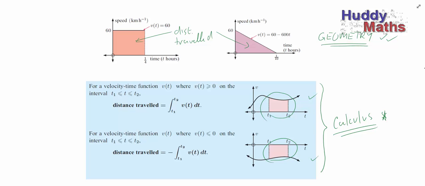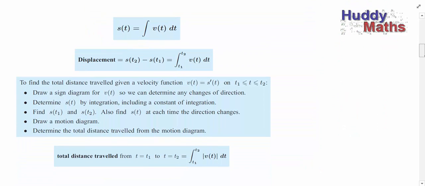So we've got a velocity-time function from t1 to t2. The distance travelled between those two times is the integral from t1 to t2 of velocity with time. And it could be negative, because the rectangles have negative heights, and therefore that definite integral would have a negative value. So I'd have to put a minus in front there. All of that is basically revision, isn't it?